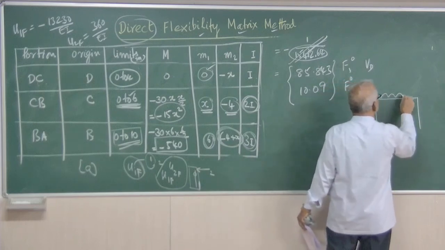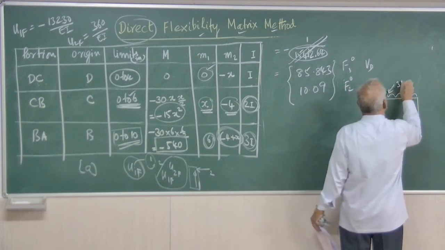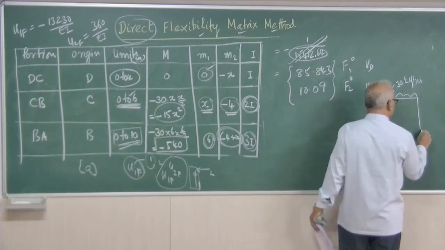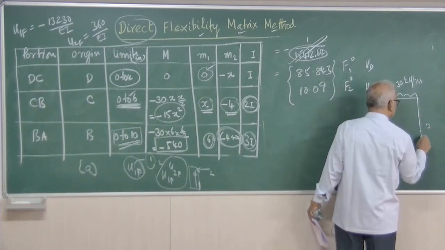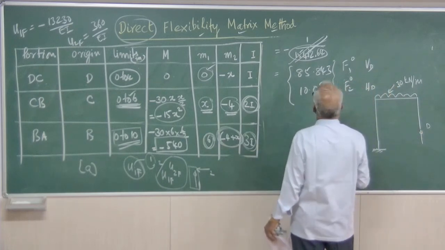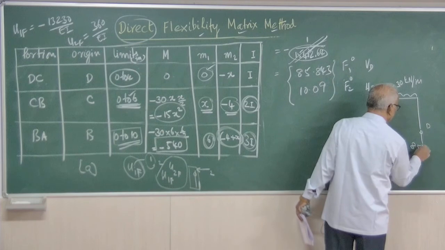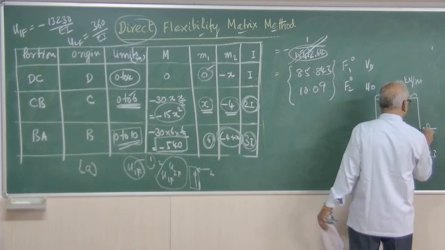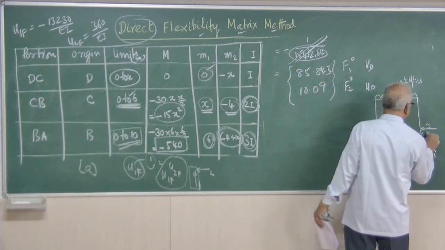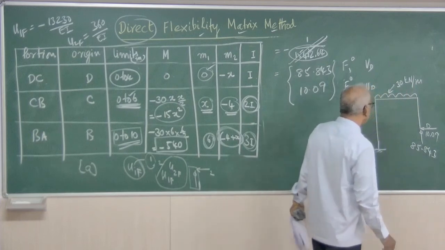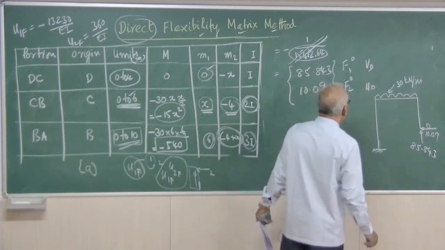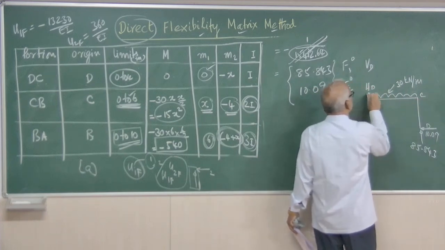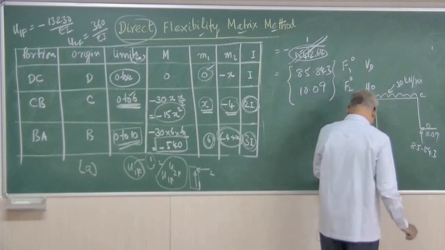The frame is subjected to a UDL of 30 kilonewton per meter. This end is fixed, and this is D. The value of VD is 85.843 kilonewton, and this horizontal force is 10.09 kilonewton. Now we have to find the moments at C, B and A.